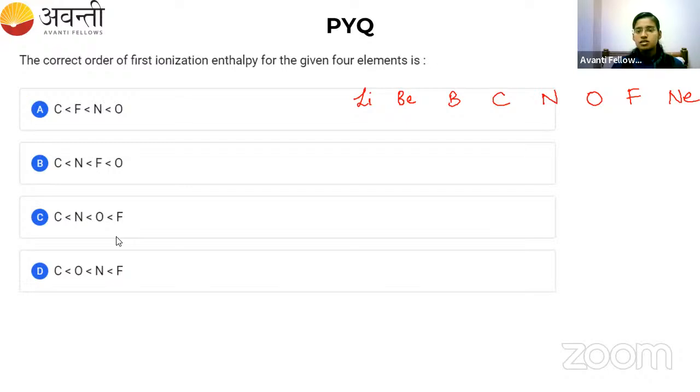First, option D. Varalakshmi is going for C.